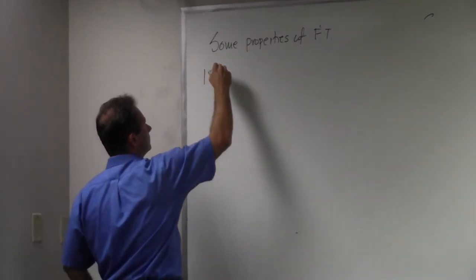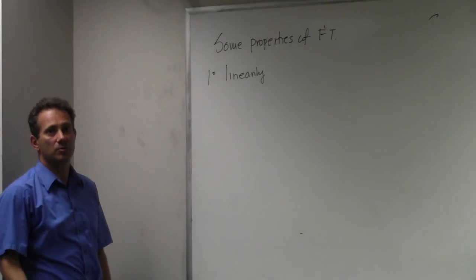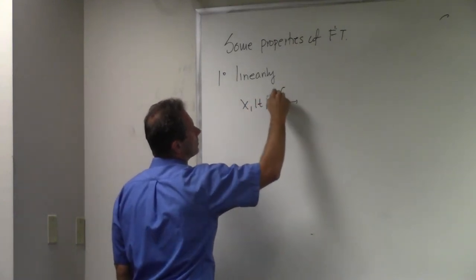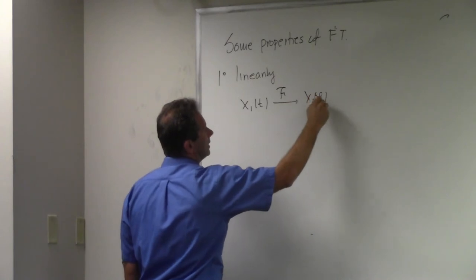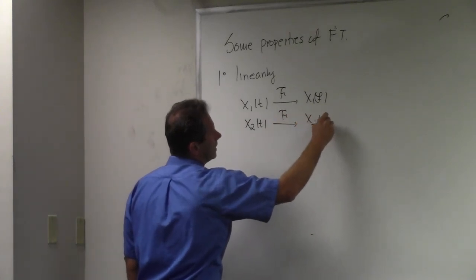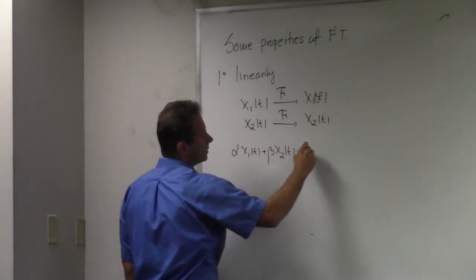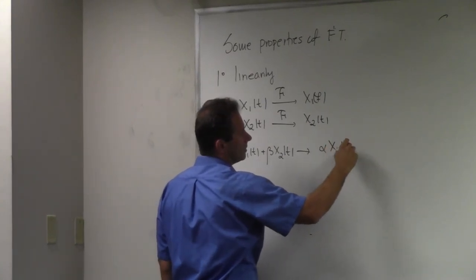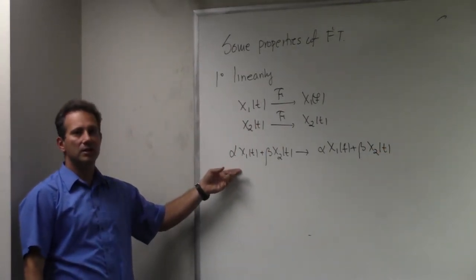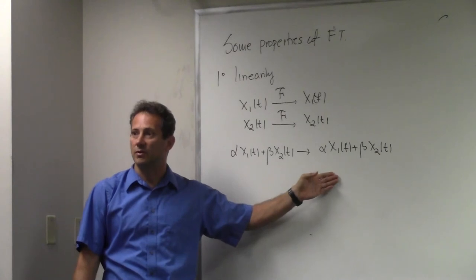The first one that I have here is linearity. What does linearity mean? There is a form of superposition here. How we express it in this scenario: if x1 of t has a Fourier transform X1 of f, and x2 of t has a Fourier transform X2 of f, then alpha x1 of t plus beta x2 of t will have a Fourier transform alpha X1 of f plus beta X2 of f. In other words, if I take the Fourier transform of a linear combination of signals at the input, then the result is the same linear combination of the Fourier transforms of these individual signals.